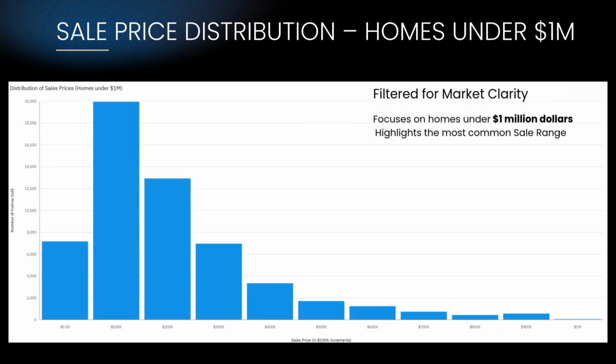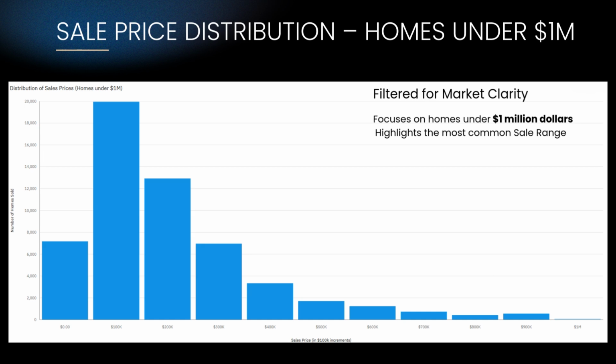This is another histogram that I created in the dashboard, but this time I used a filter to focus only on homes that sold for under $1 million. I made this version to clean up the view and make the story more relatable to the typical buyer. With the high-end outliers removed, you can clearly see that most homes were sold between 100,000 and 400,000. That tight cluster gives us a much better feel for where the majority of activity is happening.